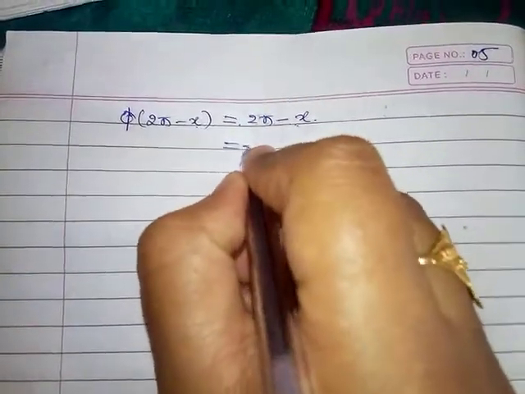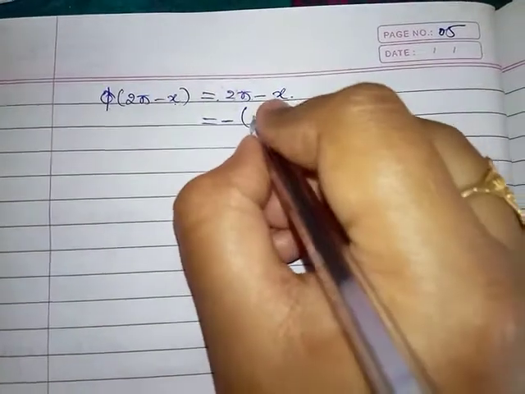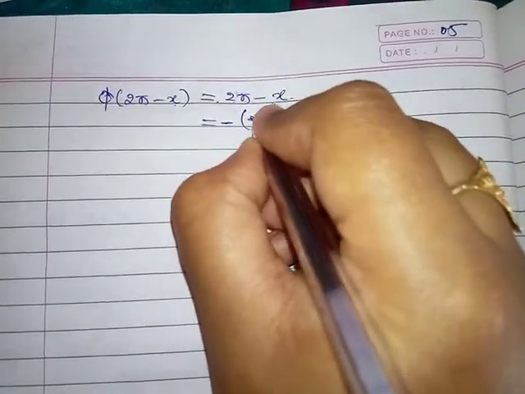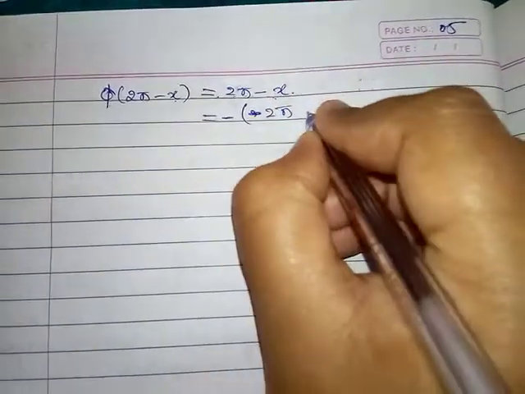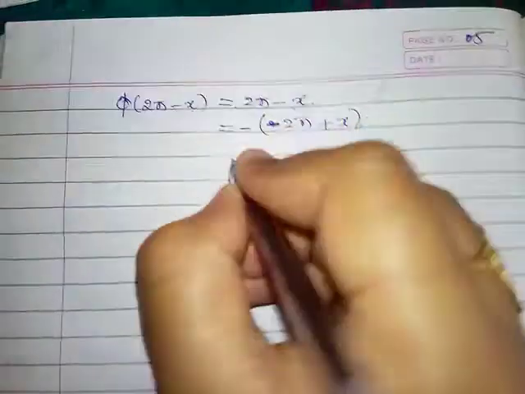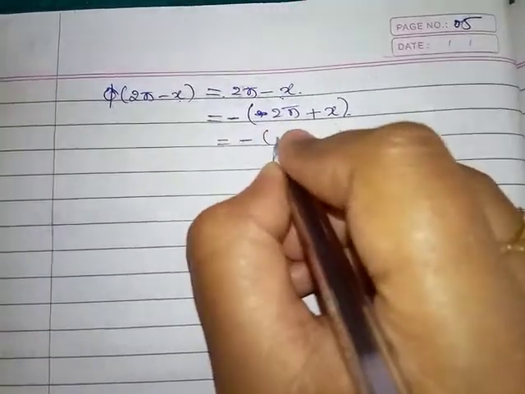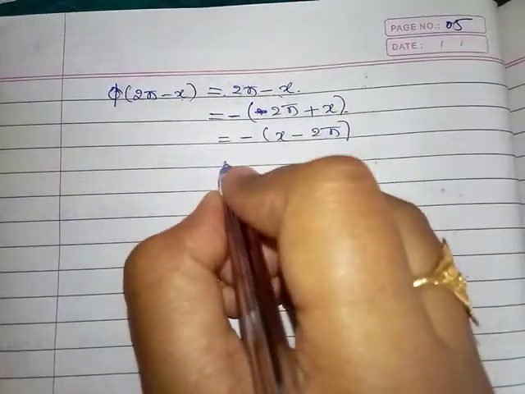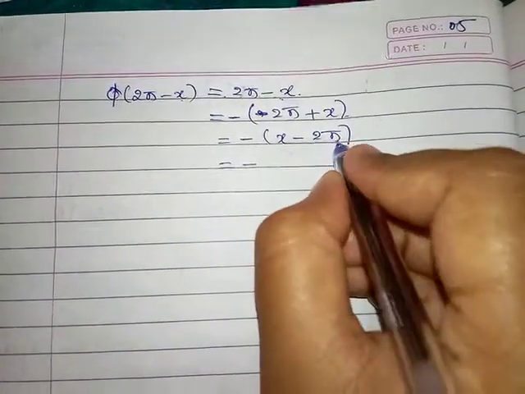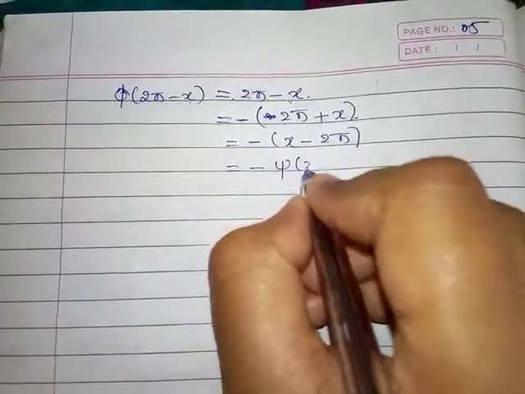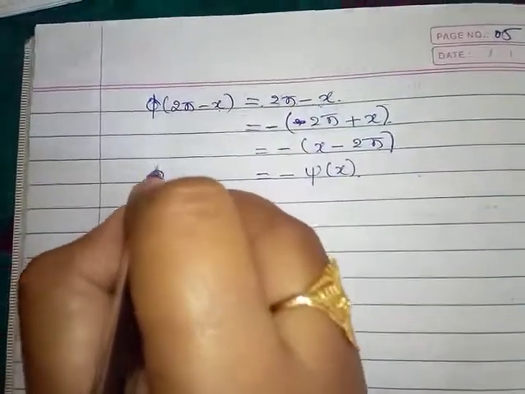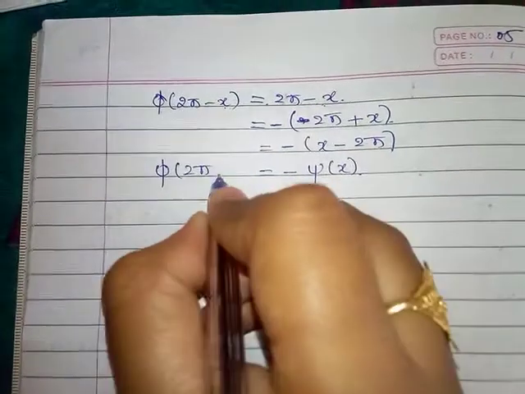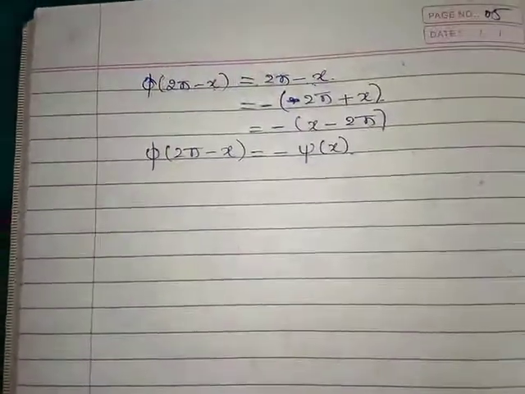I will take minus common in these two terms. It will be minus 2 pi plus x. This can be written as minus of x minus 2 pi. See here, x minus 2 pi. This is the same as the function psi of x. Therefore, phi of 2 pi minus x is minus psi of x.